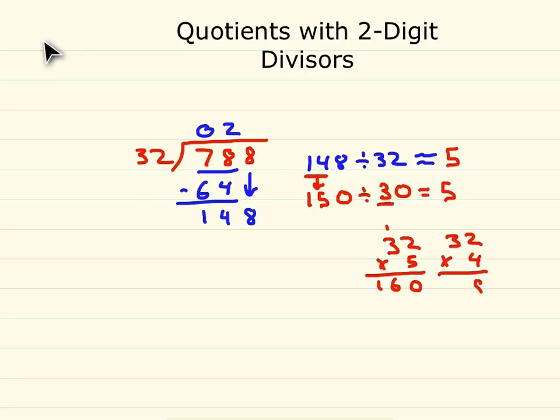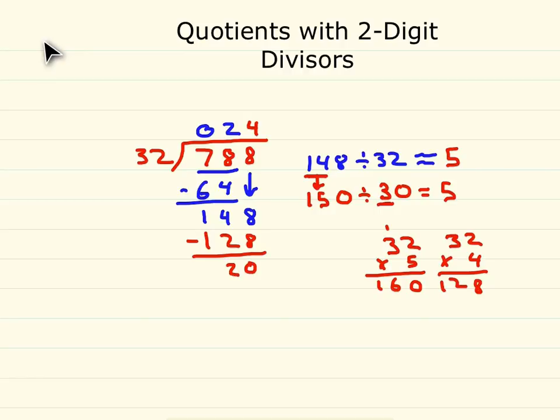2 times 4 is 8. 4 times 3 is 12. 128. Yes, that would work. So 32 goes into 148 4 times. 4 times 32 is 128. Subtract, and that leaves us with a difference of 20.